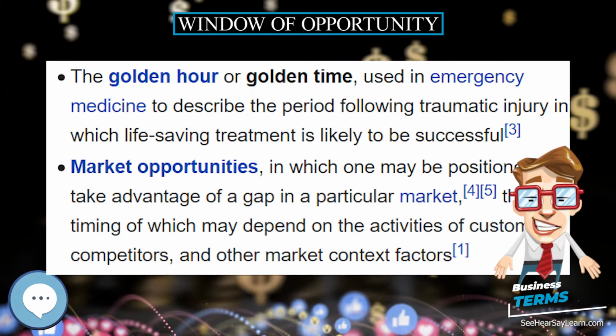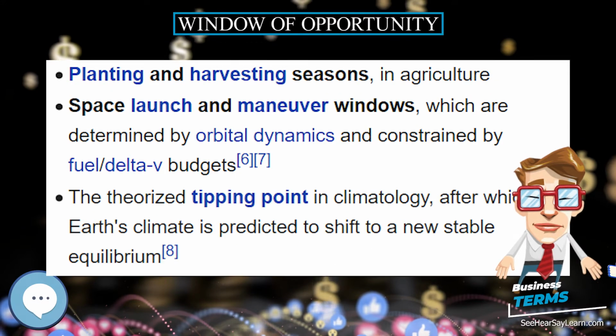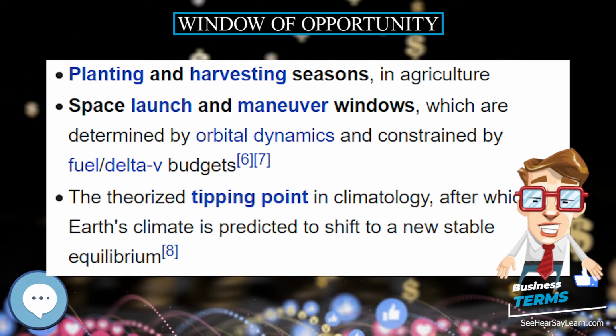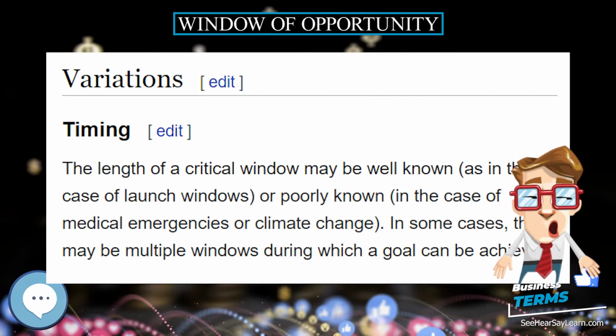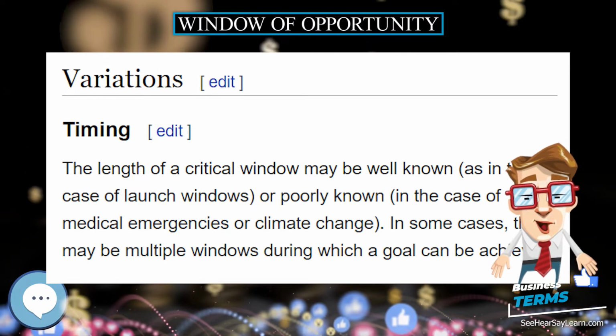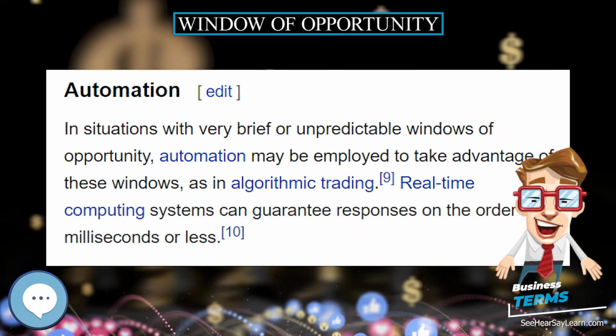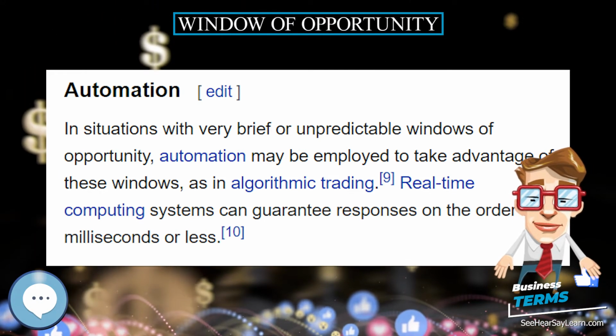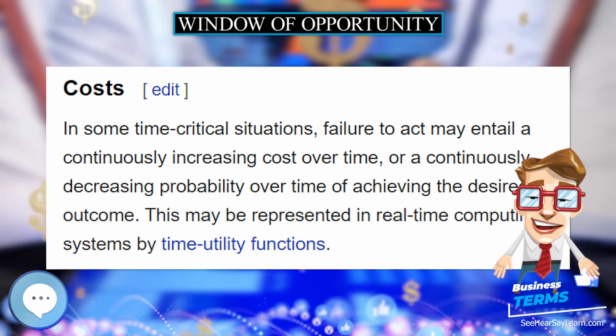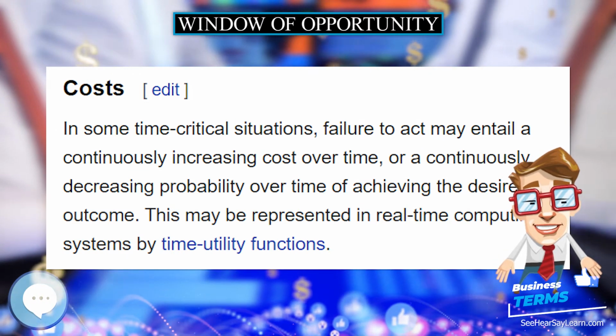Examples. Examples of windows of opportunity include variations, timing. The length of a critical window may be well known, as in the case of launch windows, or poorly known, in the case of medical emergencies or climate change. In some cases, there may be multiple windows during which a goal can be achieved.